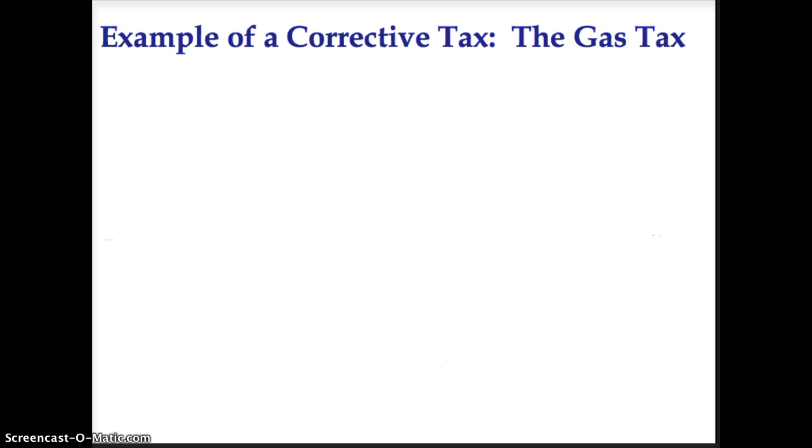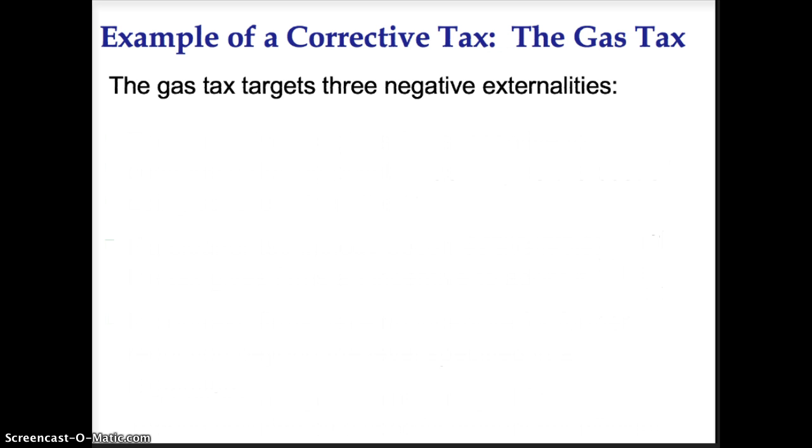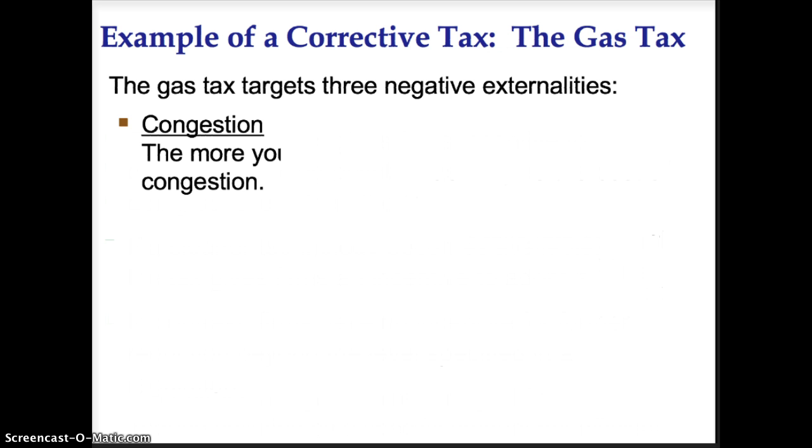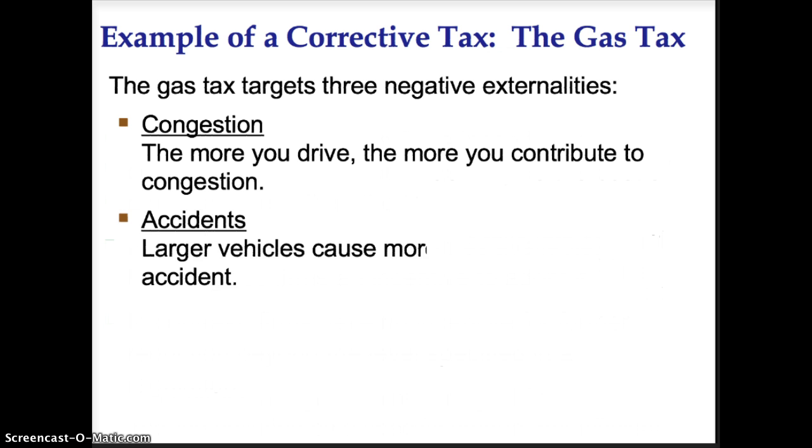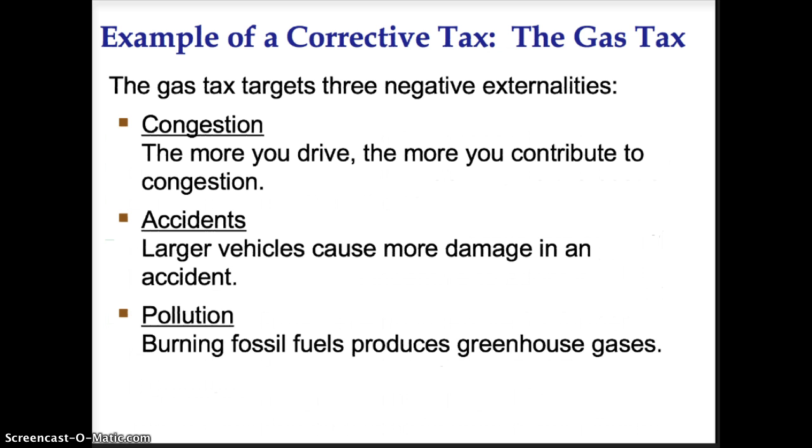Here's an example of a corrective tax on gas. A gas tax targets three negative externalities: congestion, accidents, and pollution. With congestion, the more you drive, the more you contribute to congestion. With accidents, larger vehicles cause more damage in an accident, and with pollution, burning fossil fuels produces greenhouse gases.